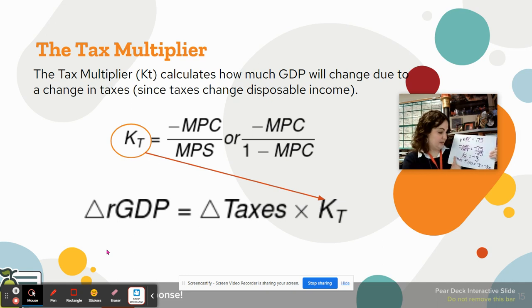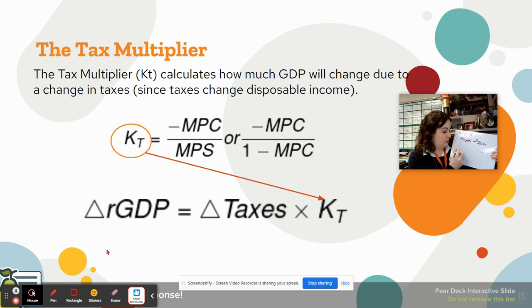And so, as another example, another practice question that you can pause and work on. Let's say that MPC is 0.8 and taxes, let's say, decrease by $20 million. So taxes go down by $20 million. What would that do to GDP? So you can pause and try to work on it, but let's just solve it together if you want.